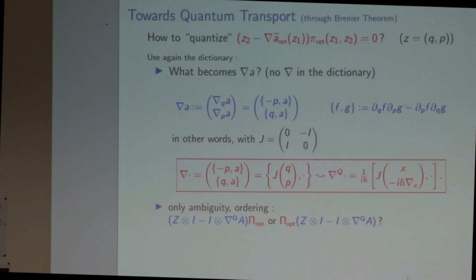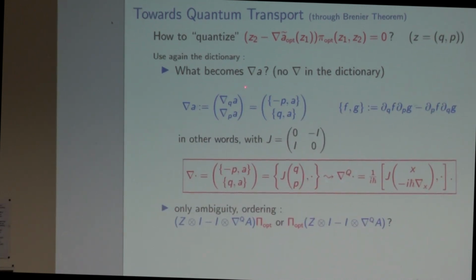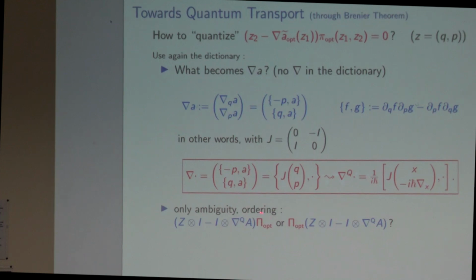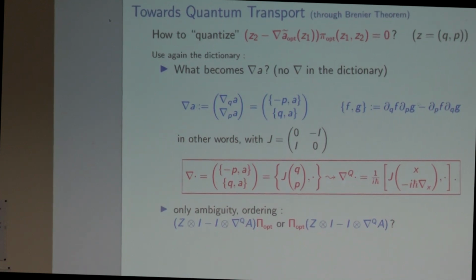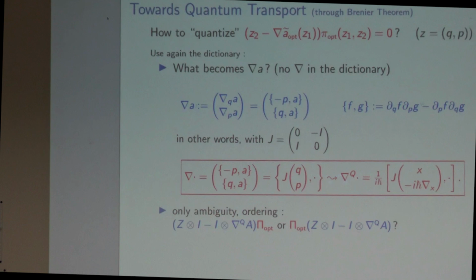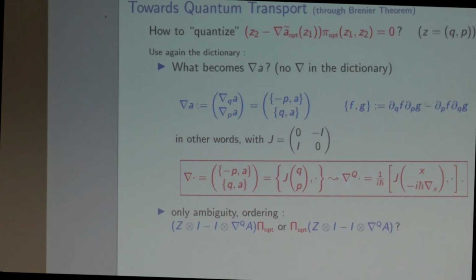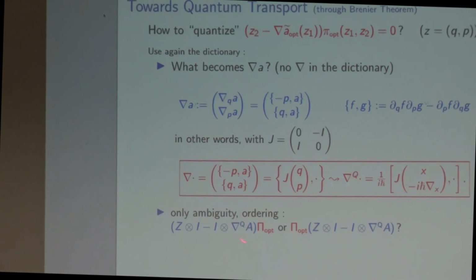So if you look like this, then you have defined what should replace the gradient of A, and then you should have something like this or something like this, because remember that in the Brenier theorem, you had that y minus gradient of A times the optimal coupling. And whether you put the optimal coupling on one side or the other, since you have a function of a measure, it doesn't make any difference. But here, these are different because now we have operators here and there.